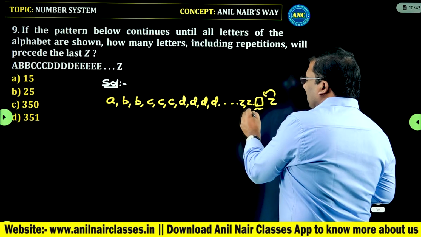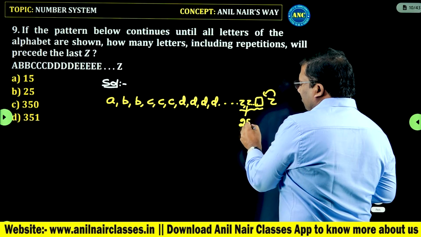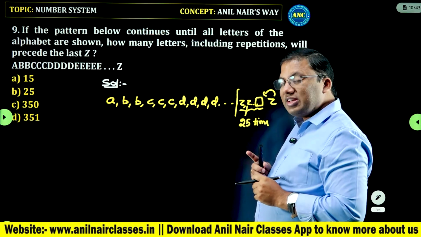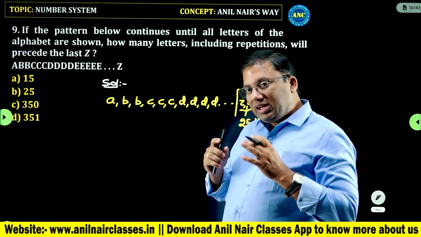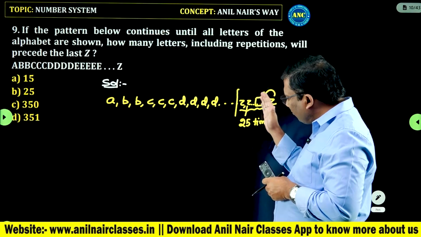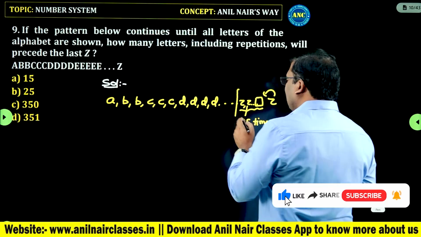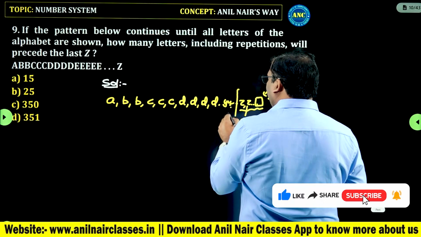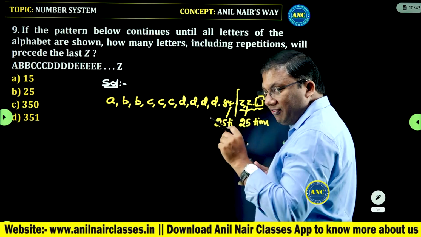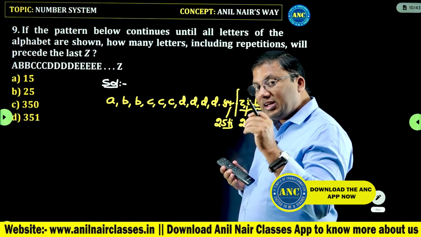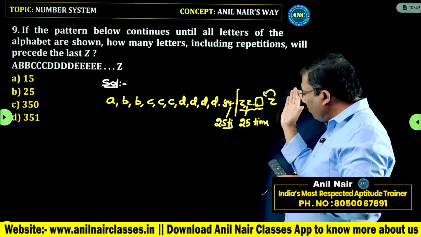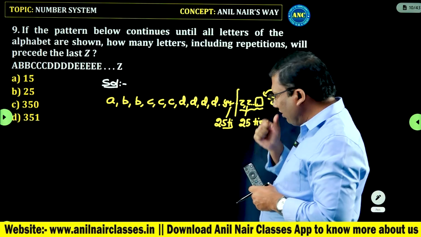Before the last Z, Z is written 25 times. Actually Z is the 26th alphabet and is written 26 times, but before the last Z there are 25 more Z's. Y is the 25th alphabet and is written 25 times. So the 26th alphabet is written 26 times, but before the last Z, Z is written 25 times.